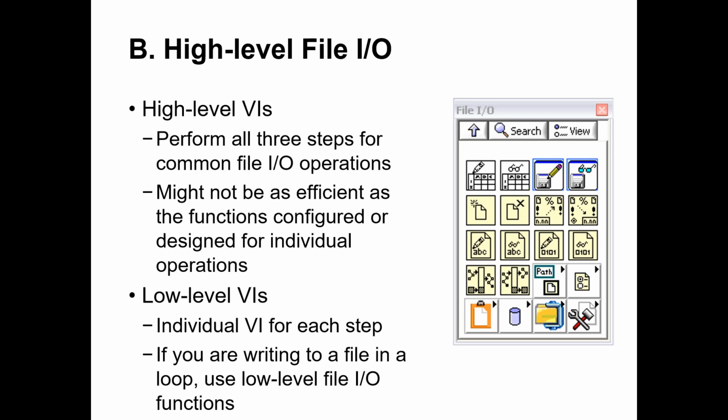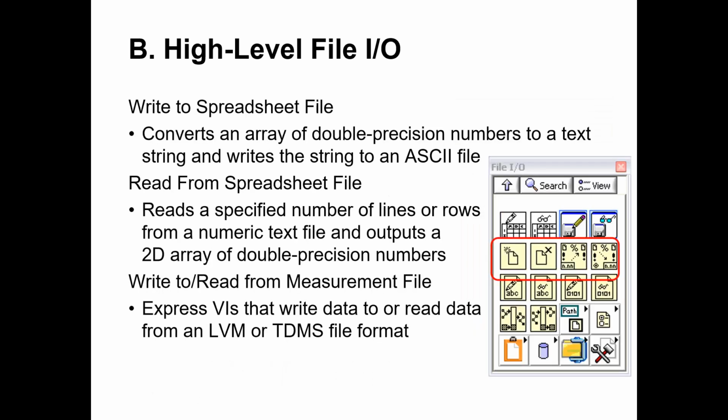Now, high level VIs and low level VIs. As you have to perform three basic operations in file input output, which is opening and then reading or writing and closing, in high level VIs you can perform all these three operations using a single VI, but in low level VIs you have functions for each step. So high level VIs are not that efficient as low level when you compare them.